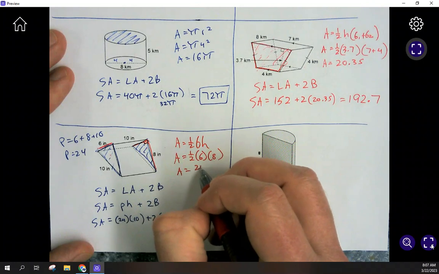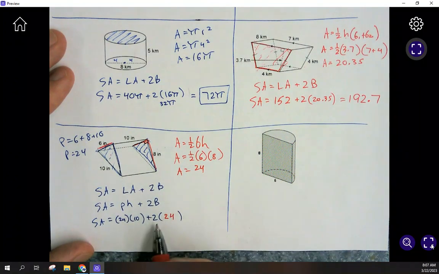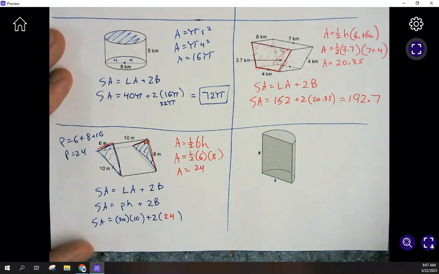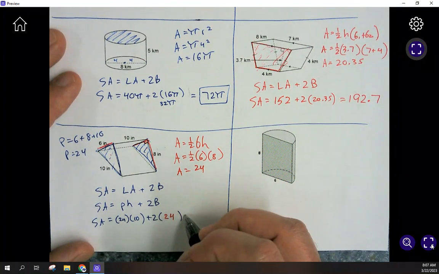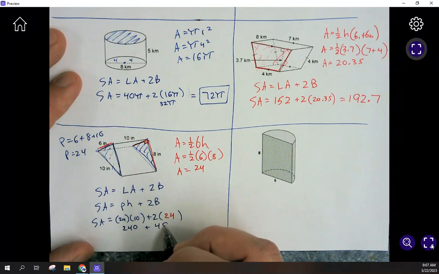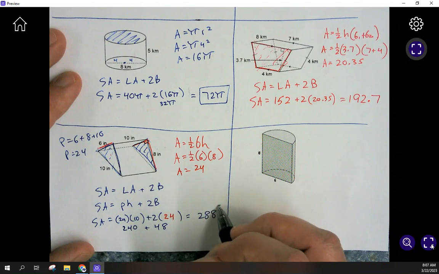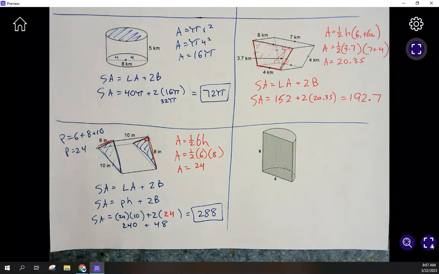So it's 1/2 times 6 times 8. That's going to come out to 24. Remember that that's the area of just one base. We do need to double it so we can get our total area there. And so this is going to be 240 plus 48. So my total surface area is 288.